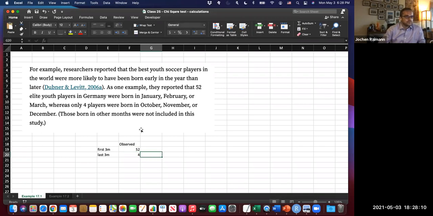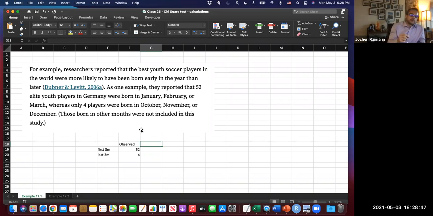So we want to test now whether this observation is significantly different from what we would expect under the null hypothesis that there's no difference in your football abilities when you're born in either period of the year. We're seeing here a skew towards being a good soccer player once you're born in the first half of the year.